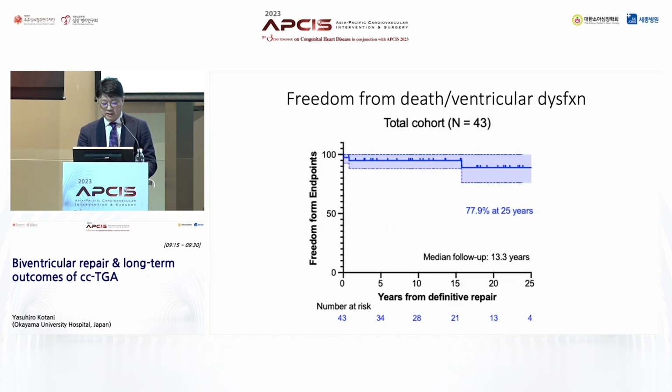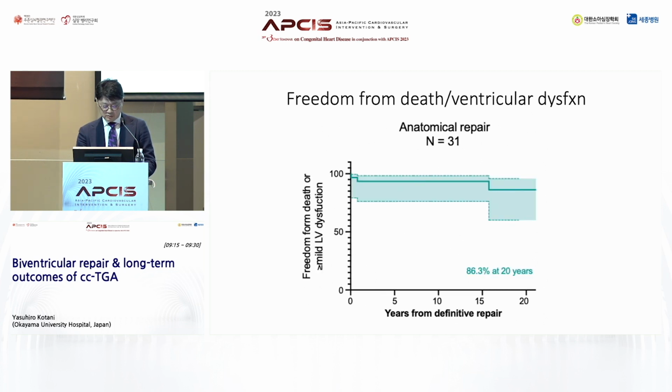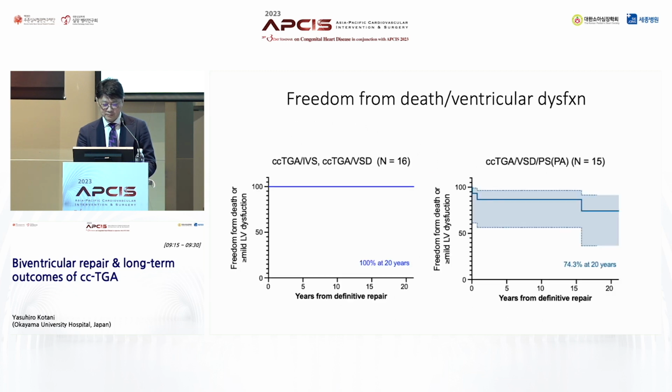So this is the freedom from death or ventricular dysfunction. Approximately 80% of patients are alive with good ventricular function. So freedom from death or systemic ventricular dysfunction in anatomic repair was about 86%, which is excellent. So the left-hand panel shows the freedom from death or ventricular dysfunction in patients having Senning-Jatene. No one died or had ventricular dysfunction. The right hand shows patients having Senning and Rastelli type operation, and ventricular dysfunction was seen in about 25%.